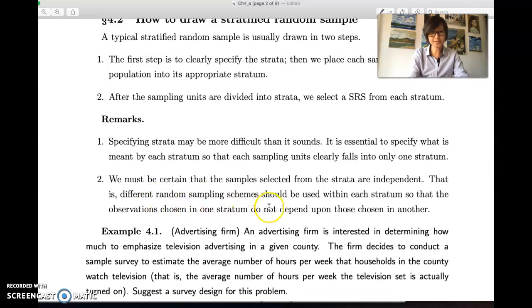Different random sampling schemes should be used within each stratum so that the observations chosen in one stratum do not depend upon those chosen in another. So each of the strata is independent. Of course, within the stratum, we select our sample independently.